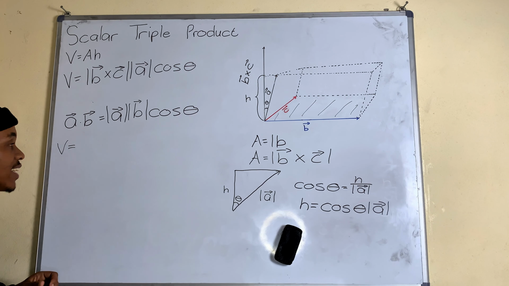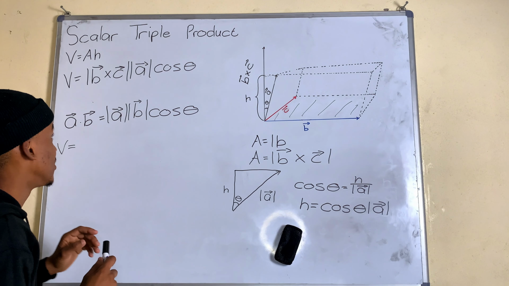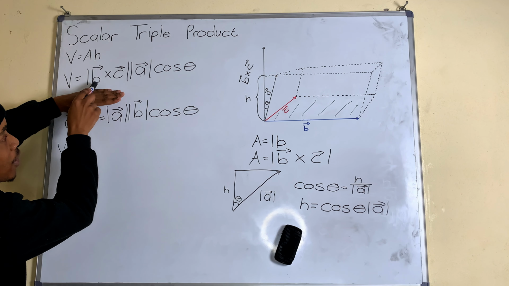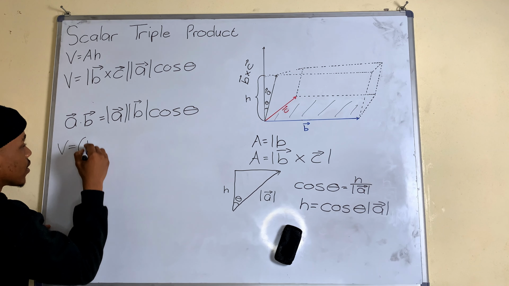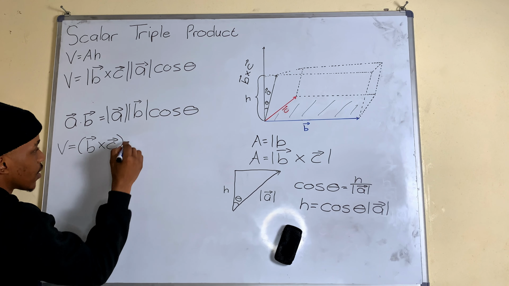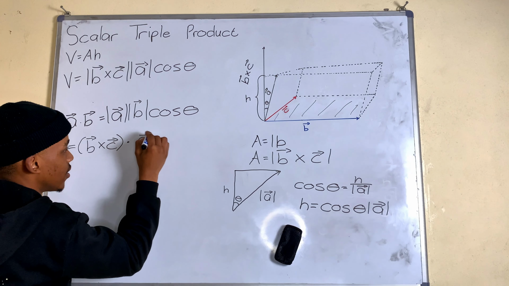We now can see that we can express the volume as the dot product of two vectors. The first vector being the cross product of B and C, as we can see, and the second vector being vector A.